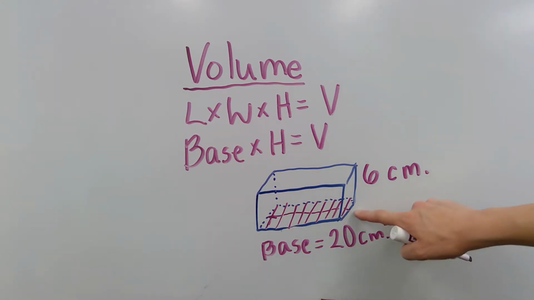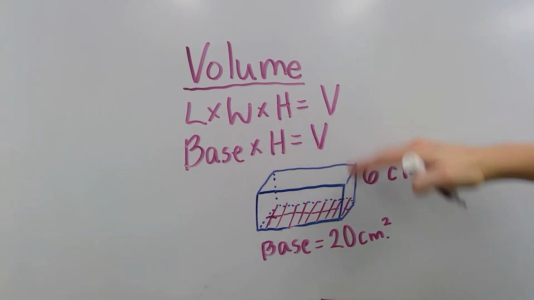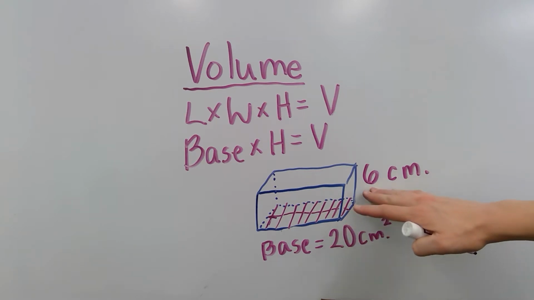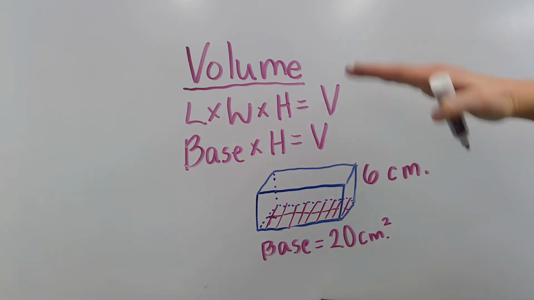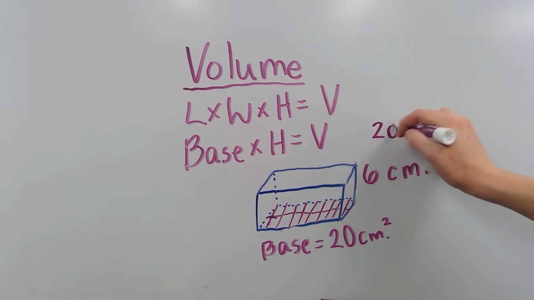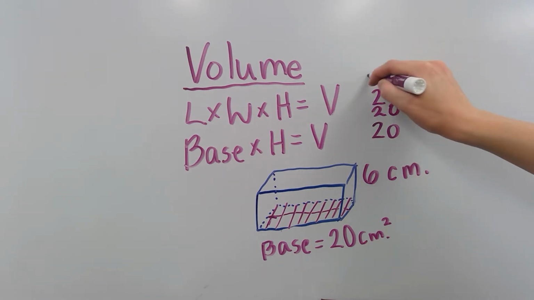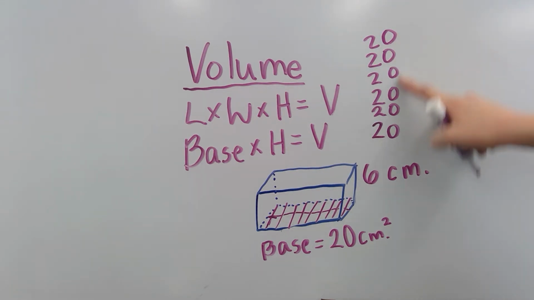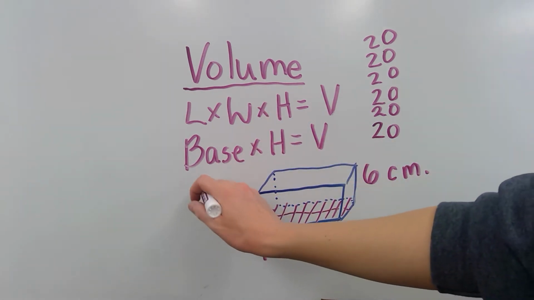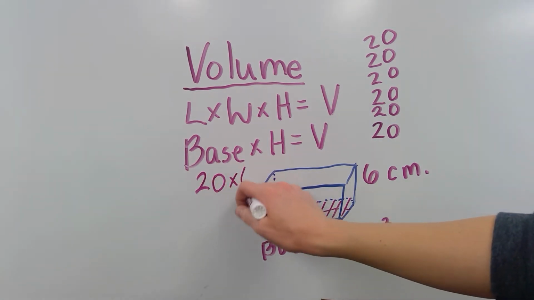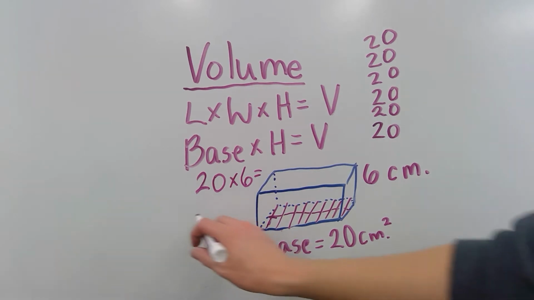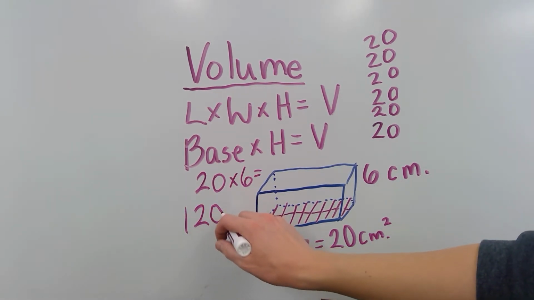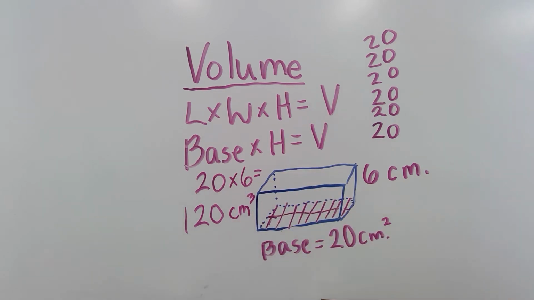And to figure out the volume, we can figure out how many cubes would then fill up the rest of it. So if the bottom layer has 20, we know that if the height is 6, we're going to build that up 6 times. So we're going to have 20 on the bottom, then 20 on the next layer, 20 on the next layer, 20 on the next, 20 on the next, 20 on the last, for a total of 6 layers because this is 6 centimeters tall. So to find the volume of it, we can just do the base, which is 20, times the height, which is 6. And we can find that the volume of this is 120 centimeters cubed.